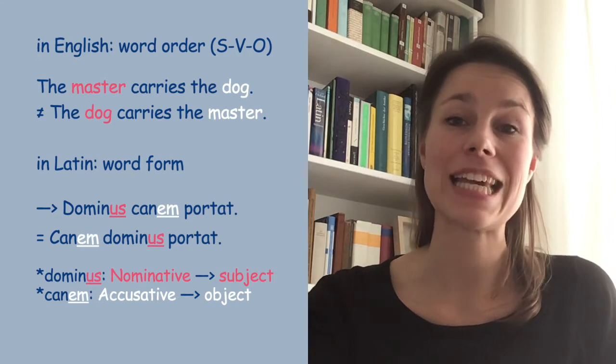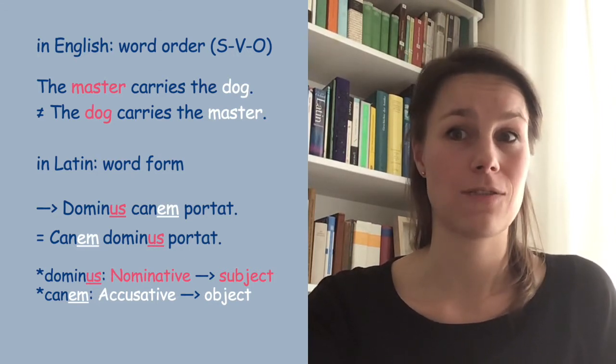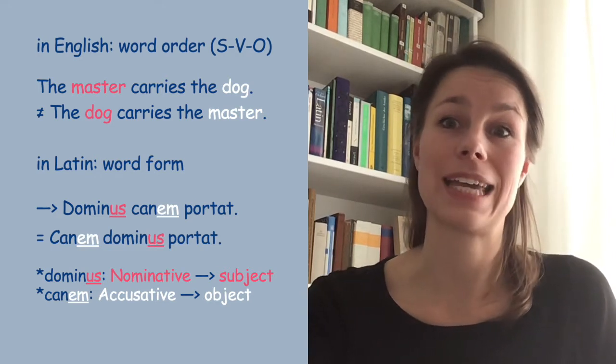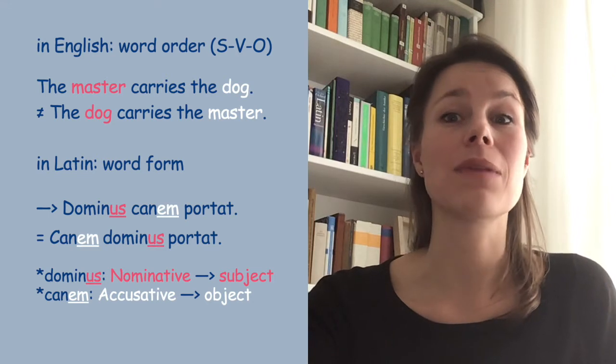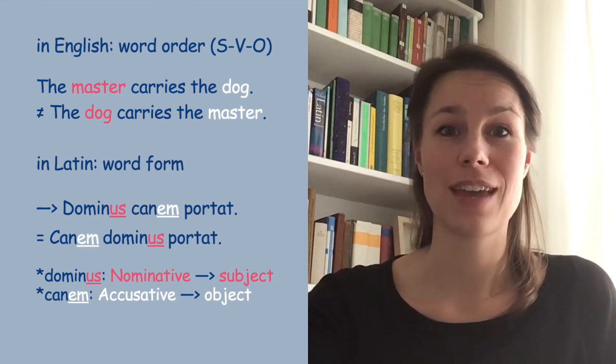In each case, Dominus is marked by its ending -us as nominative case, and thus as the subject, whereas canem by its ending -m is marked as the object, irrespective of the word order they happen to be in. So remember, unlike in English, Latin nouns and verbs convey some of the most important differences in meaning through their ending. Let's have an even closer look at Latin nouns, cases and declensions.